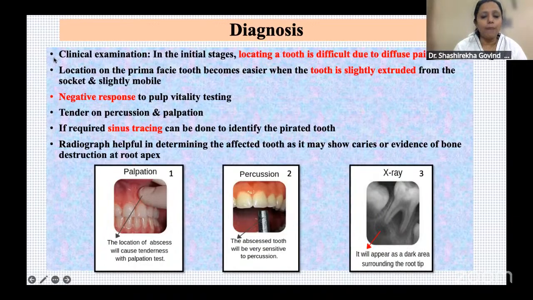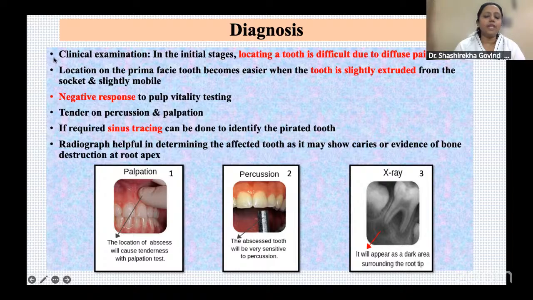When it comes to the pulp sensitivity test or the vitality test, usually you will have a negative response. But when it comes to palpation or percussion, you should be very sensitive when doing them. Palpation is usually done with a digital finger, especially your index finger, passed onto the area where the patient is feeling tender. You need to ask the patient, and the patient will show you which particular area is tender.